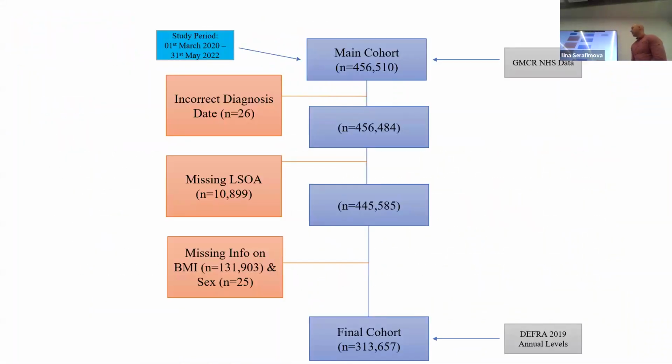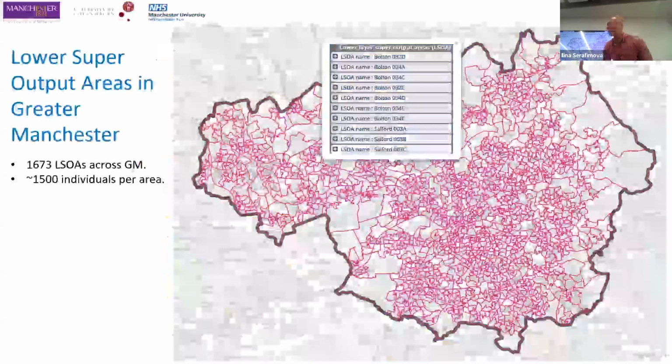So this is how we arrived at our final cohort. We removed people with an incorrect diagnosis and missing LSOA. LSOA is the lower super output area, and it's roughly 1,500 people per LSOA in Greater Manchester in the UK. And we removed any missing information on BMI and sex. That brought us to our final cohort. We linked this with DEFRA 2019 annual levels. We chose 2019 because it was pre-pandemic, and we didn't want to see the effects of lockdown. We were looking at long-term exposure.